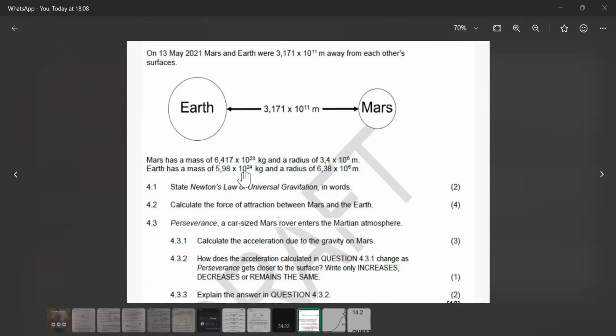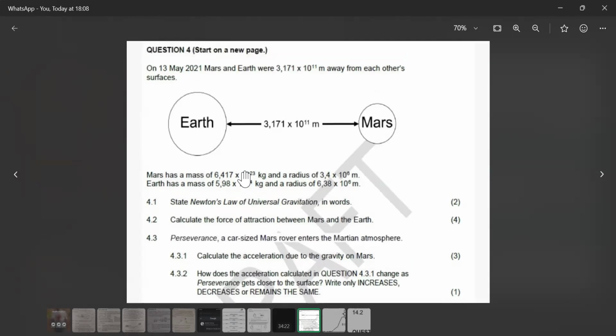Now, the most important one in this case is actually the distance. What is the distance going to be if we look at it very carefully? They didn't give us the distance between the centers of the Earth and the Mars. Instead, they gave us the distance between the surfaces of the Earth and the Mars. So in other words, we need to take this 3.171 times 10 to the 11 meters, and we need to add it to the radius of the Earth as well as to the radius of the Mars. Do you see that? So that we can get the distance between the centers of these two planets.